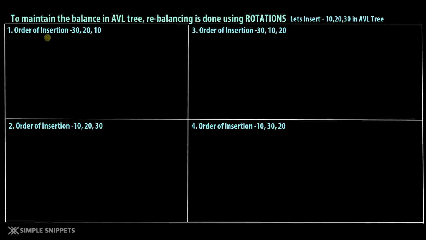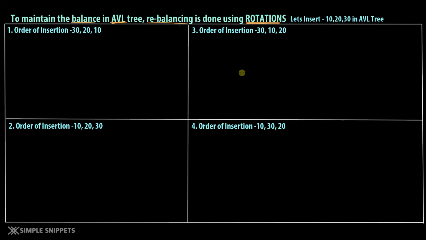Okay, so as I mentioned, to maintain the balance in an AVL tree, we do some rebalancing or self-balancing. And when I say self-balancing, obviously the binary search tree is not going to balance itself by default. We will have to do some process to do that balancing. And when it comes to the practical and implementation side, we will have to write some code to do the balancing or rebalancing. So this is done by using the concept of rotations.